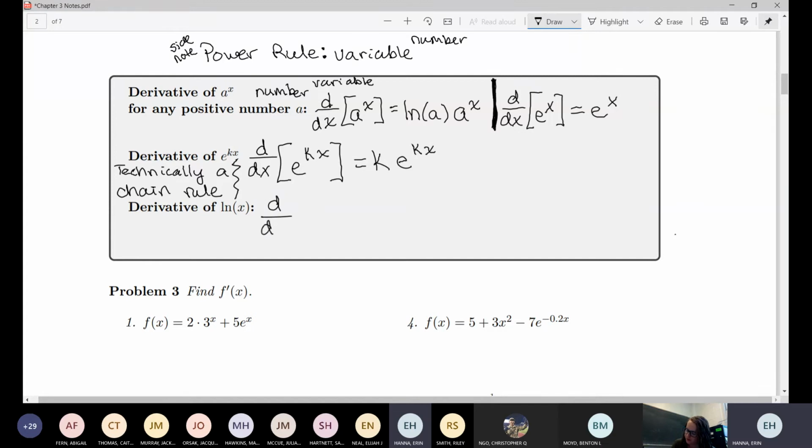And then the derivative of the natural log of x is equal to 1 over x. That one's like the weirdest one, I think, just because the form changes so drastically.